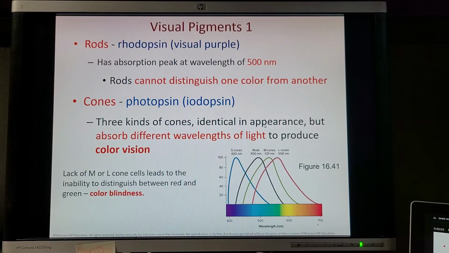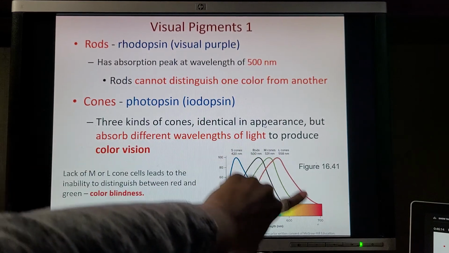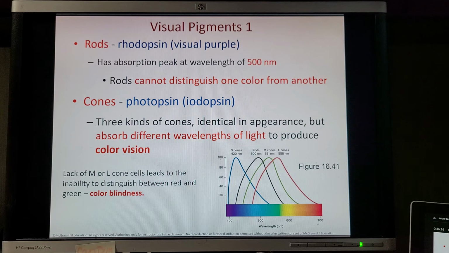Now here's a problem. If you lack one of those cells, either the M ones or the L ones, so either the green ones or the red ones, if you're looking at these 2 lines, they look exactly the same color to you. Why? Because there's so much overlap between the 2. So for people who are missing one of those, that leads to color blindness. And this is why you get the cool little sunglasses now. And you actually can split that up and can see a difference between the 2.